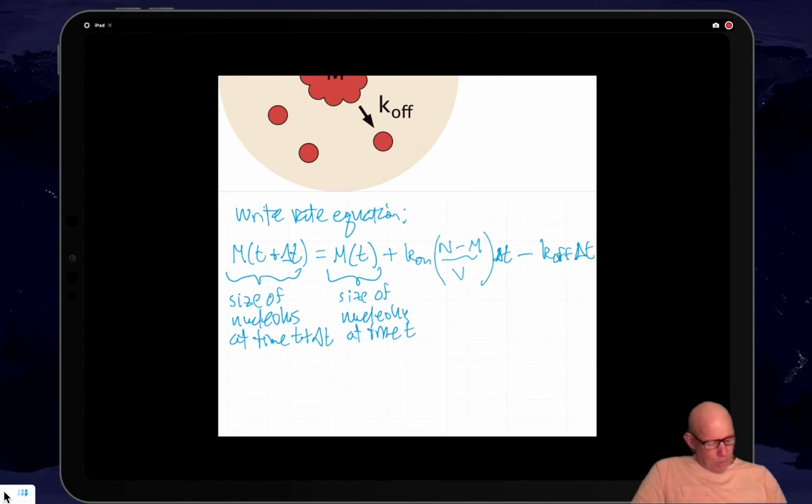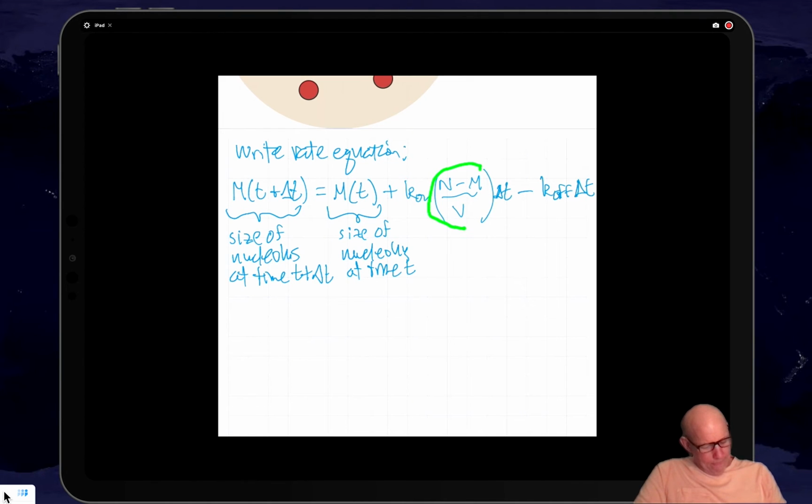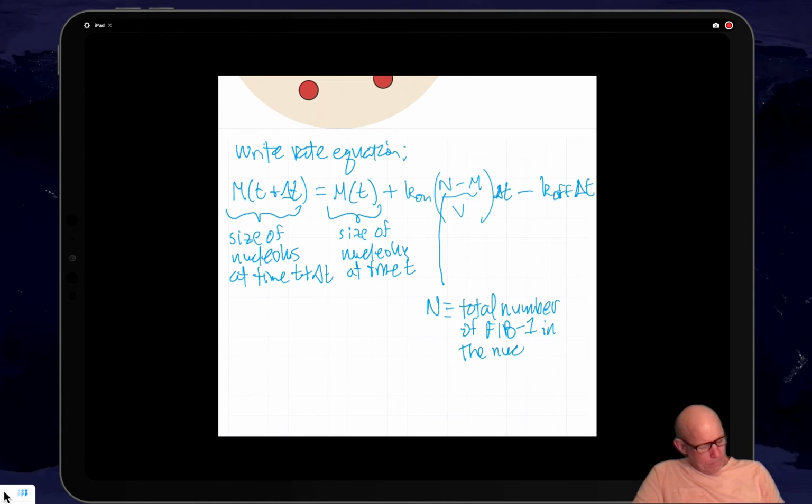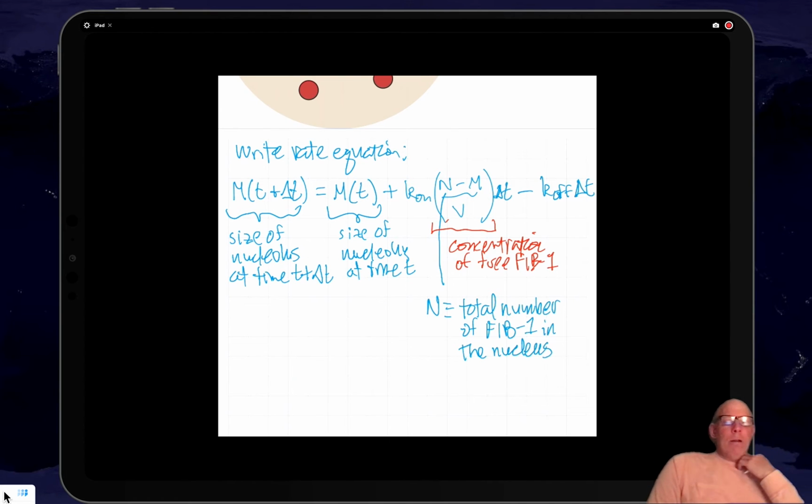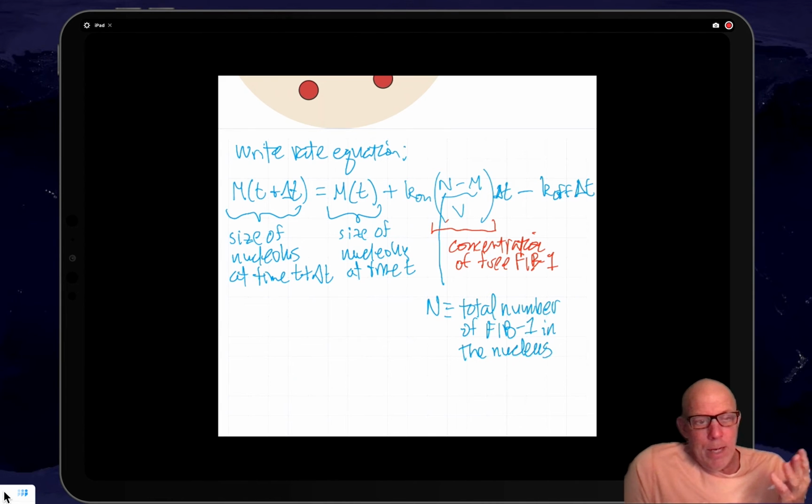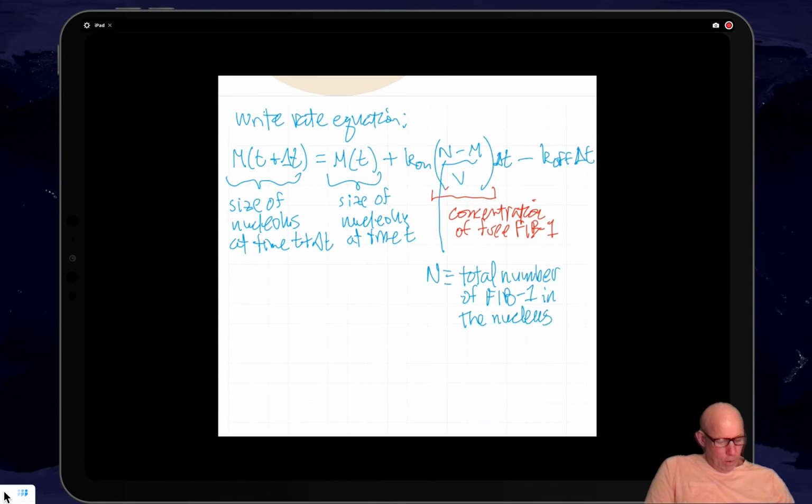So first of all, what is this stuff right here? I should have defined n. N is the total number of Fib1 in the nucleus. M is the number of Fib1s in the nucleolus. So this whole quantity, which maybe I'll label in a different color, is the concentration of free Fib1, right? So the only Fib1s that can come onto the nucleolus have to be free. They can't be already part of the nucleolus, otherwise they're not able to do the dynamics and hop on. So that's what's going on with this first term.